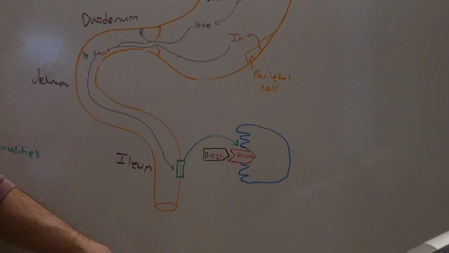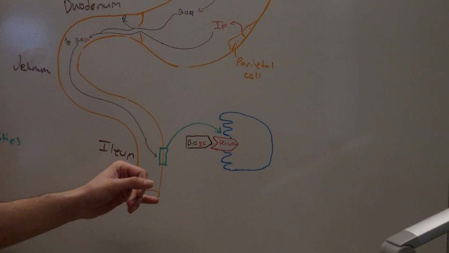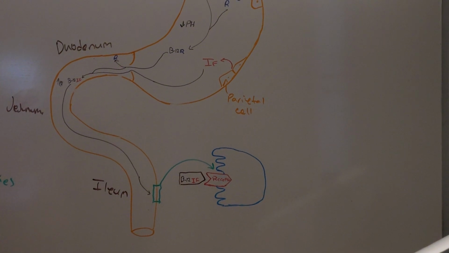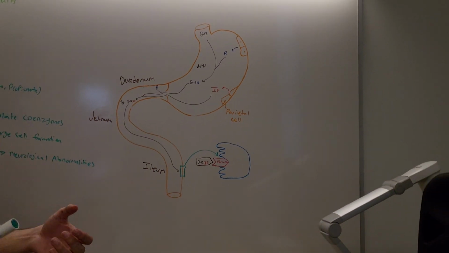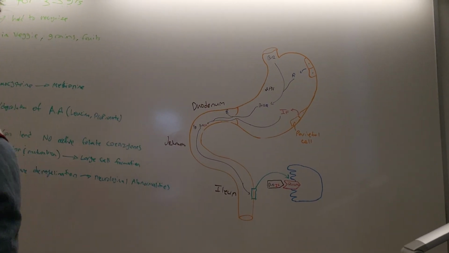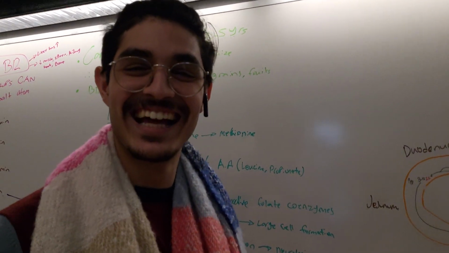Here's the receptor specific for it, and here is your B12 and intrinsic factor complex. Okay, they're going to bind to it. You're going to get endocytosed in. Okay, and then you can actually get the physiological functions of B12 after. Okay, all right. So that's pretty much going to complete all of the vitamins. Nice.